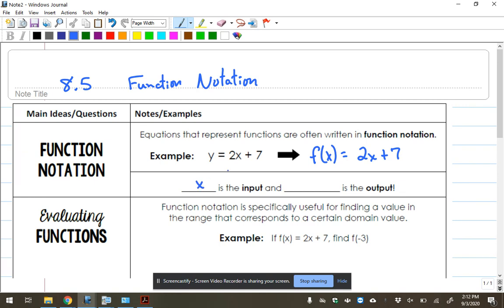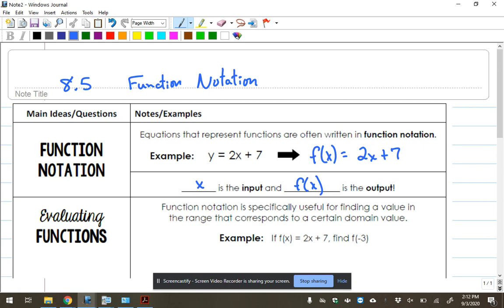X is the input, and f of x is the output. X is the input, y is the output. Y and f of x or g of x or whatever letter they use is the same thing. They're the same thing. Okay? Function notation just gives us a little bit more information about things.